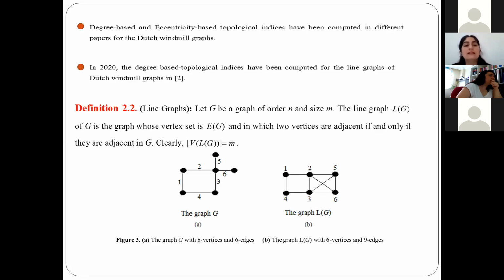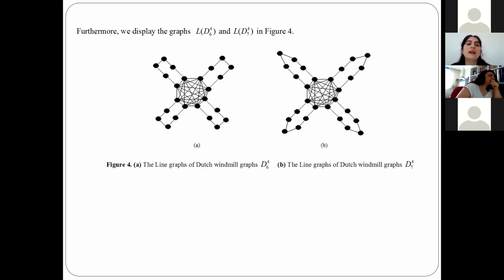What is the line graph? Let G be a graph of order n and size m. The line graph of G is the graph whose vertex set is E(G) and in which two vertices are adjacent if and only if they are adjacent in G. In figure 3, we represent the graph G with 6 vertices and 6 edges, and the line graph of G with 6 vertices and 9 edges. Furthermore, we define the line graphs of the Dutch windmill graph for m equal to 6 and 7 in figure 4.